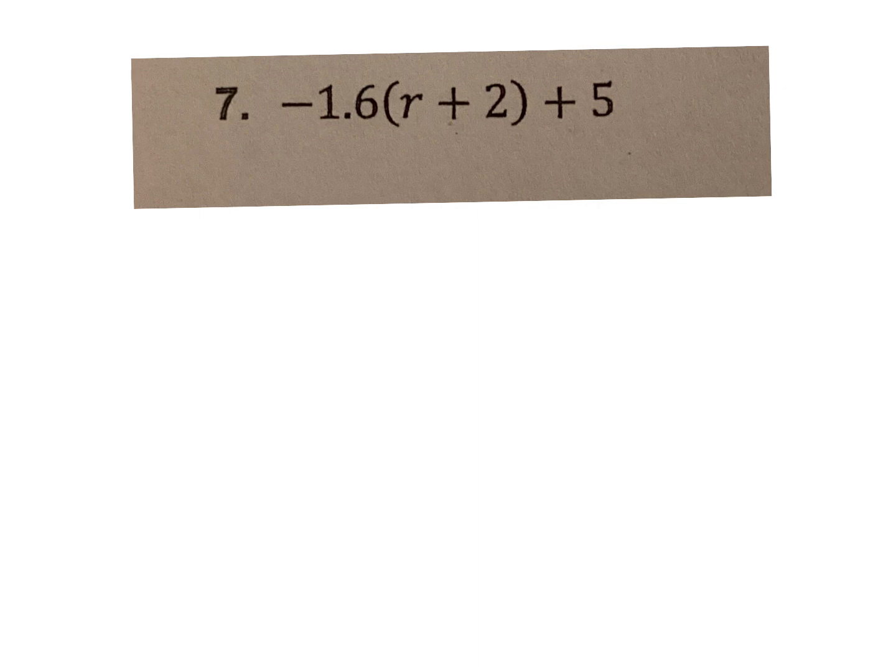This one's similar. We have a distributive property that we have to do. -1.6 times r, which is a -1.6r. And then a -1.6 times a positive 2. And it's a negative times a positive, so it's going to be a negative. And then it's 1.6 times 2 equals 3.2. So we have minus 1.6r minus 3.2, and then I bring down my 5.